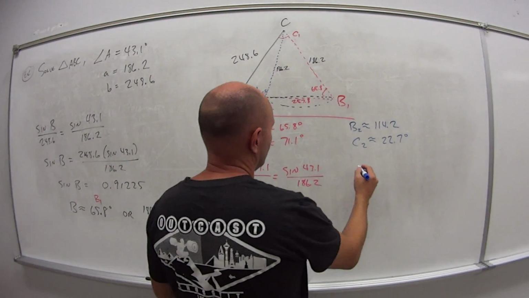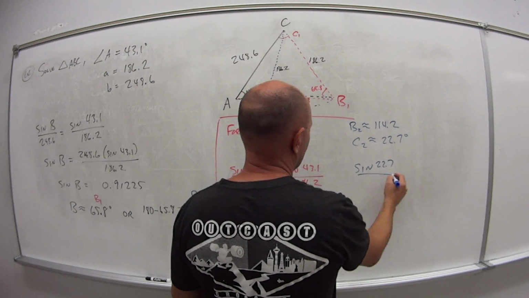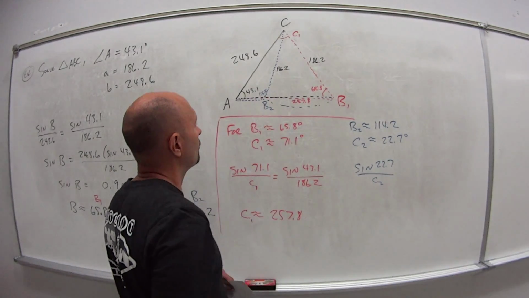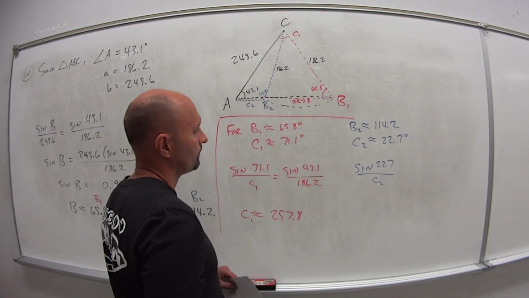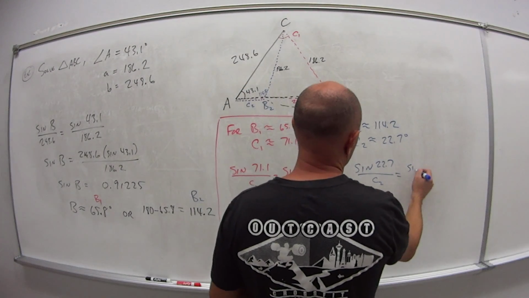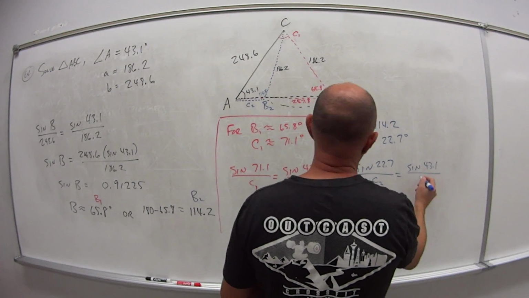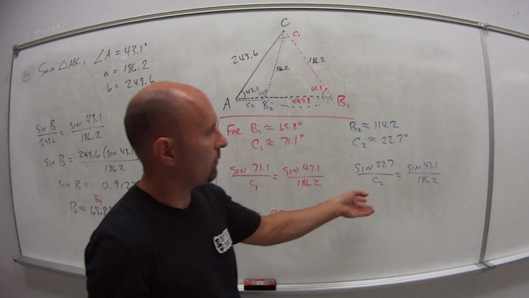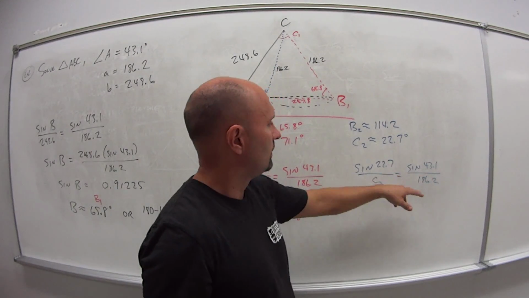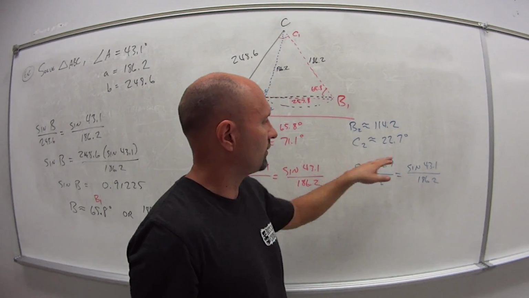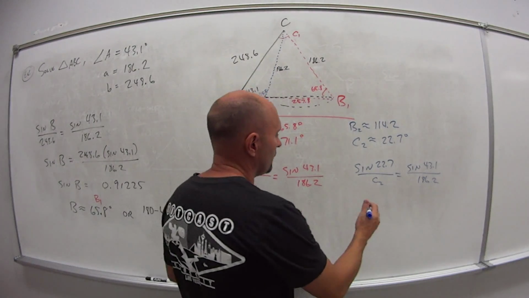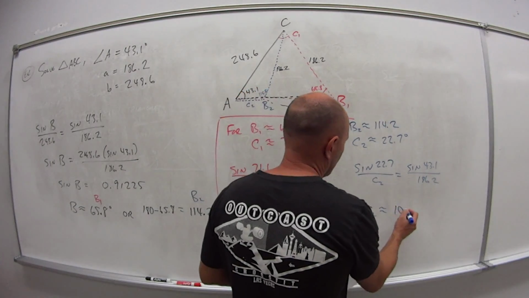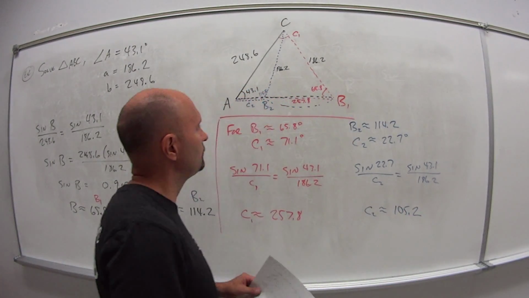So again, set this up the same. So sine of 22.7 over the length, now we'll call it C2, which would be that shorter piece there, is equal to sine of 43.1, again we're going to use A, all over 186.2. Again, you do the algebra, so you multiply both sides by C2, multiply both sides by 186.2, divide by sine of 43.1, gives us that the length of C2 is about 105.2 units.